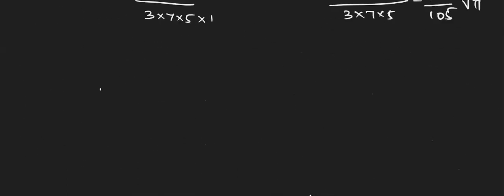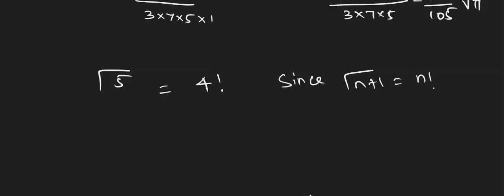And simple, if it is gamma of 5, then you can write 4 factorial. Why? One more property I said, gamma of n plus 1 is equal to n factorial if n is a positive integer. So this 5 I will write as 4 plus 1, which is nothing but 4 factorial.